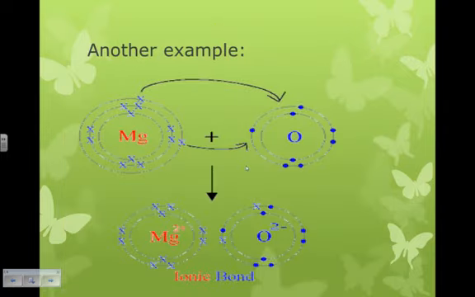Another example here would be magnesium and oxygen. We looked at both of these on the previous slides. Magnesium is only holding 2 valence electrons, while oxygen has 6. So that magnesium is very willing to give up those 2 electrons, giving it a +2 charge, giving up 2 negatives, and oxygen, gaining those 2 negatives, will become 2 minus. And here again, that's another example of an ionic bond.